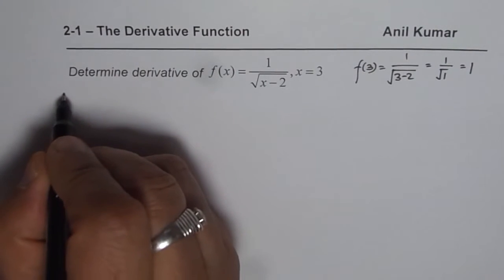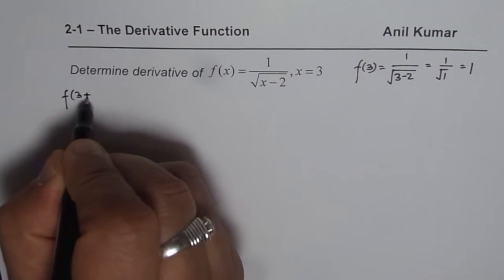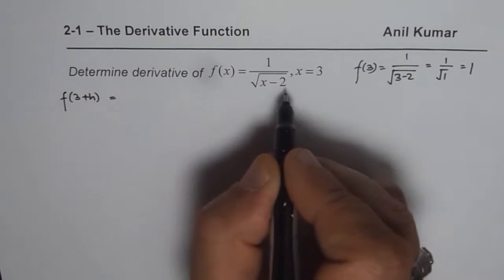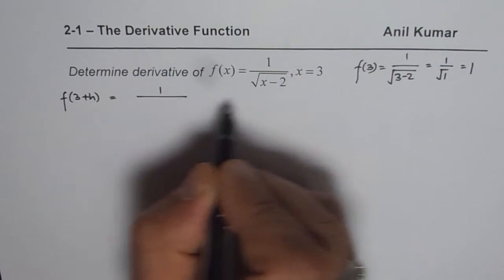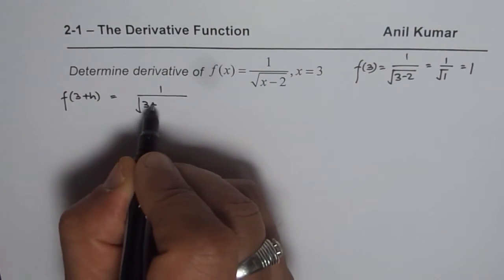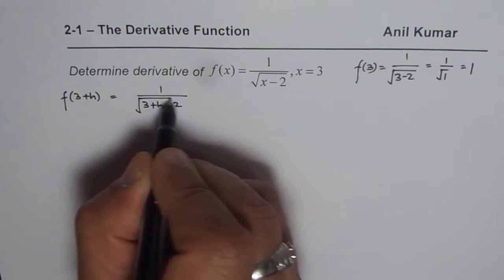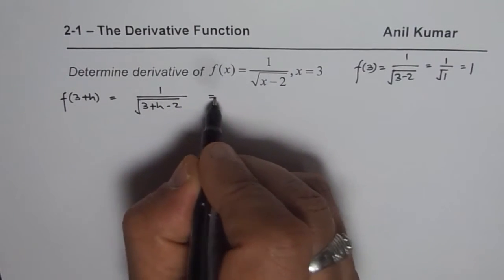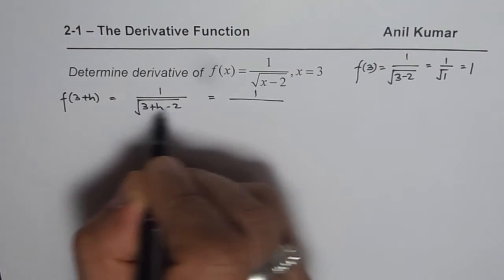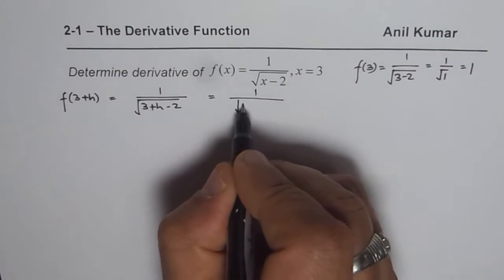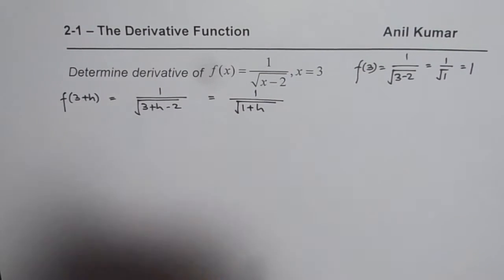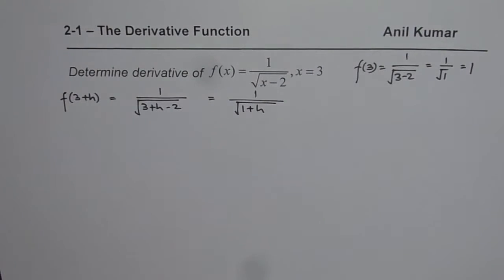Let us also find what is f of 3 plus h. So f of 3 plus h will be 1 over square root of 3 plus h minus 2. And that is equal to 1 over, 3 minus 2 is 1, we can say square root of 1 plus h. So that is f of 3 plus h.